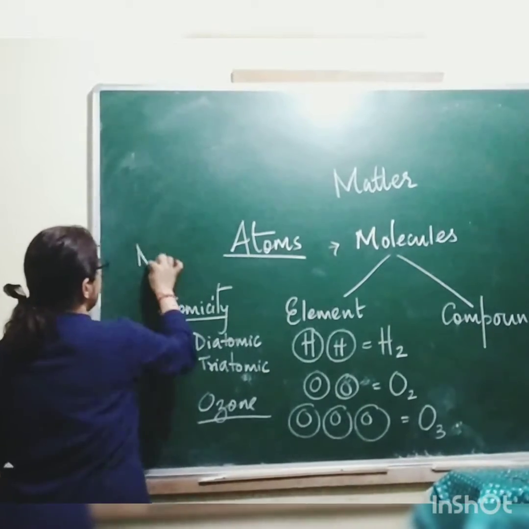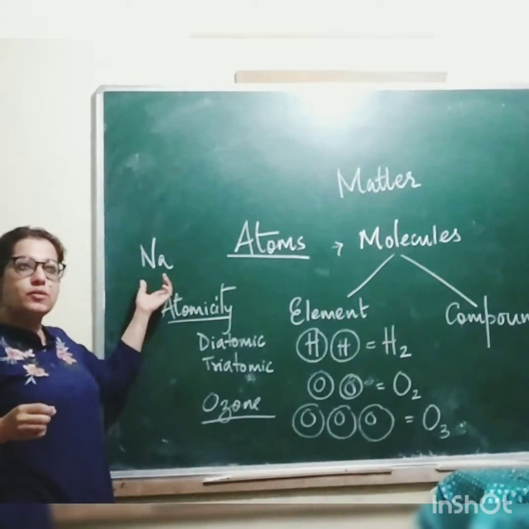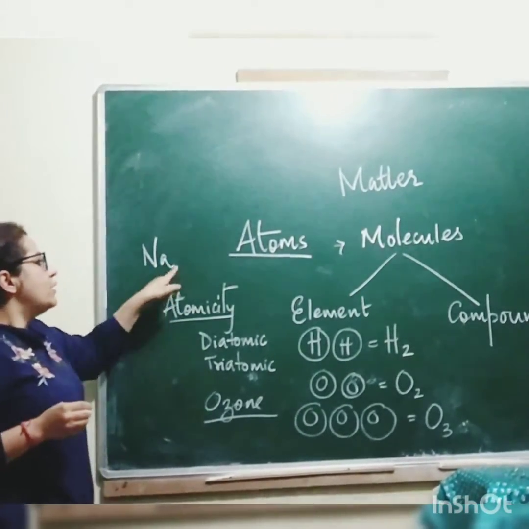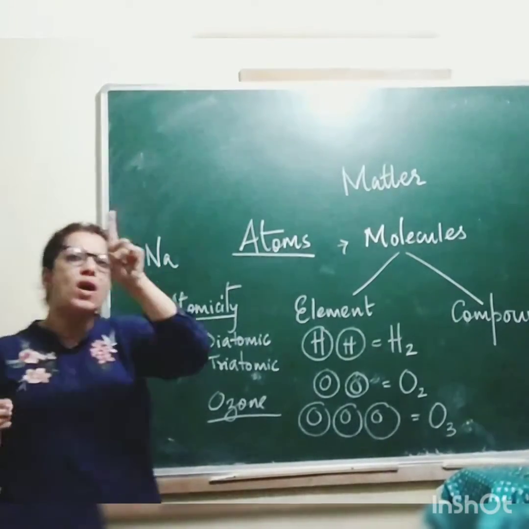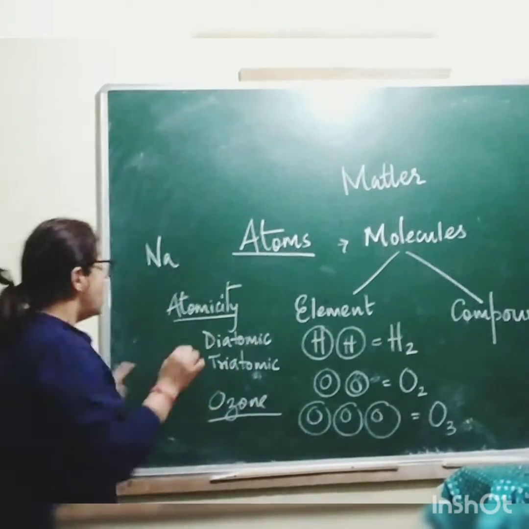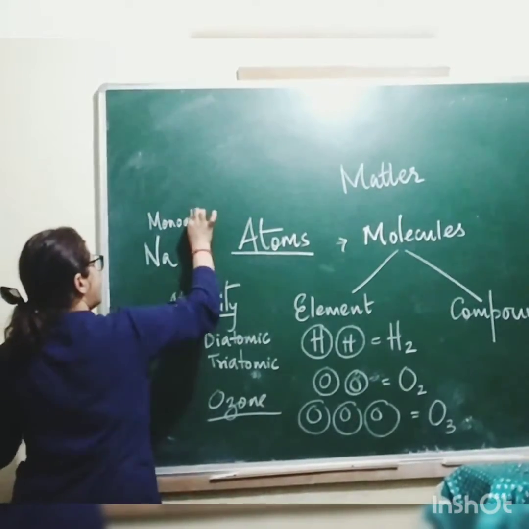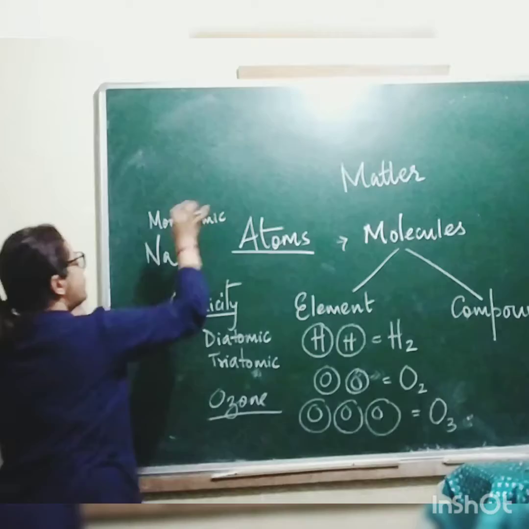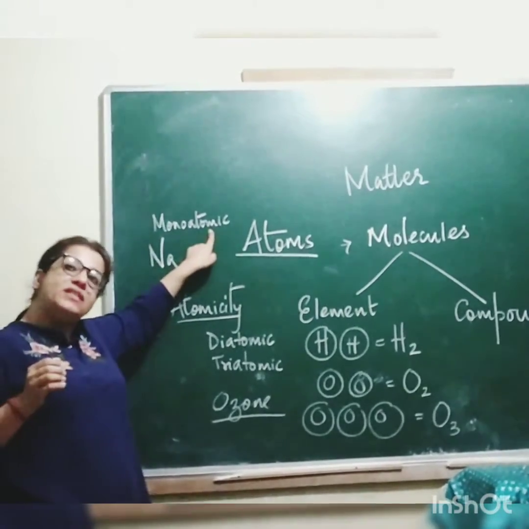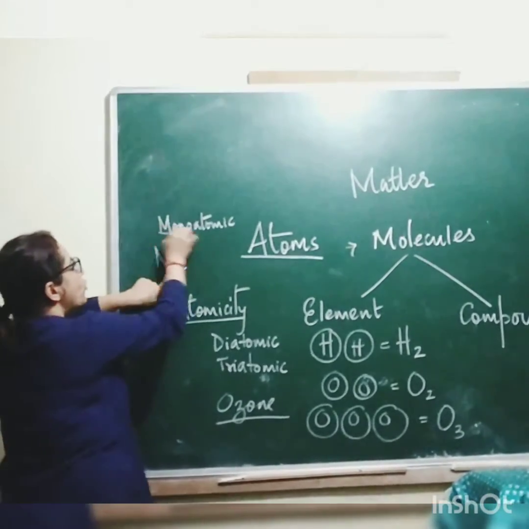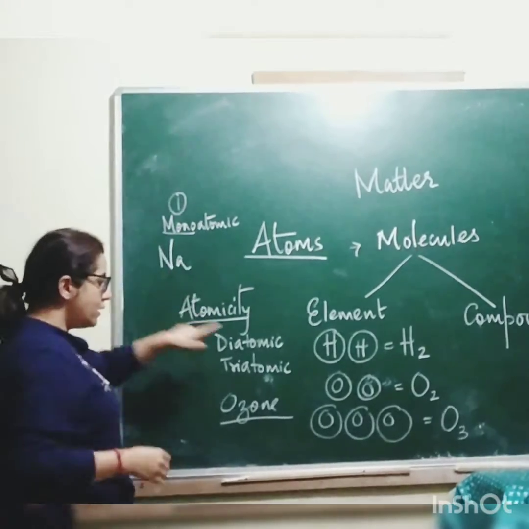Suppose I take sodium, Na. We've already done the symbol of sodium is Na. Here there is no number. That means only one atom is present. We call it monoatomic. So if only one atom forms the molecule, monoatomic, meaning 1.